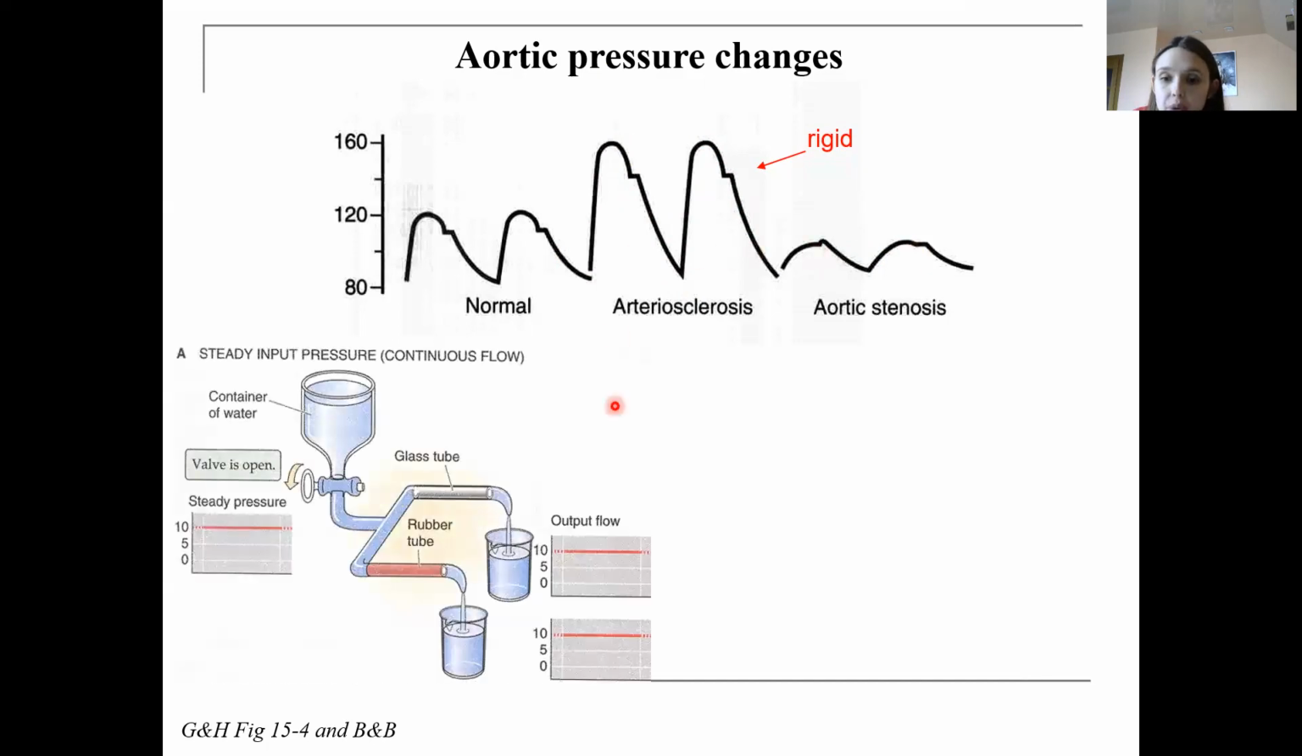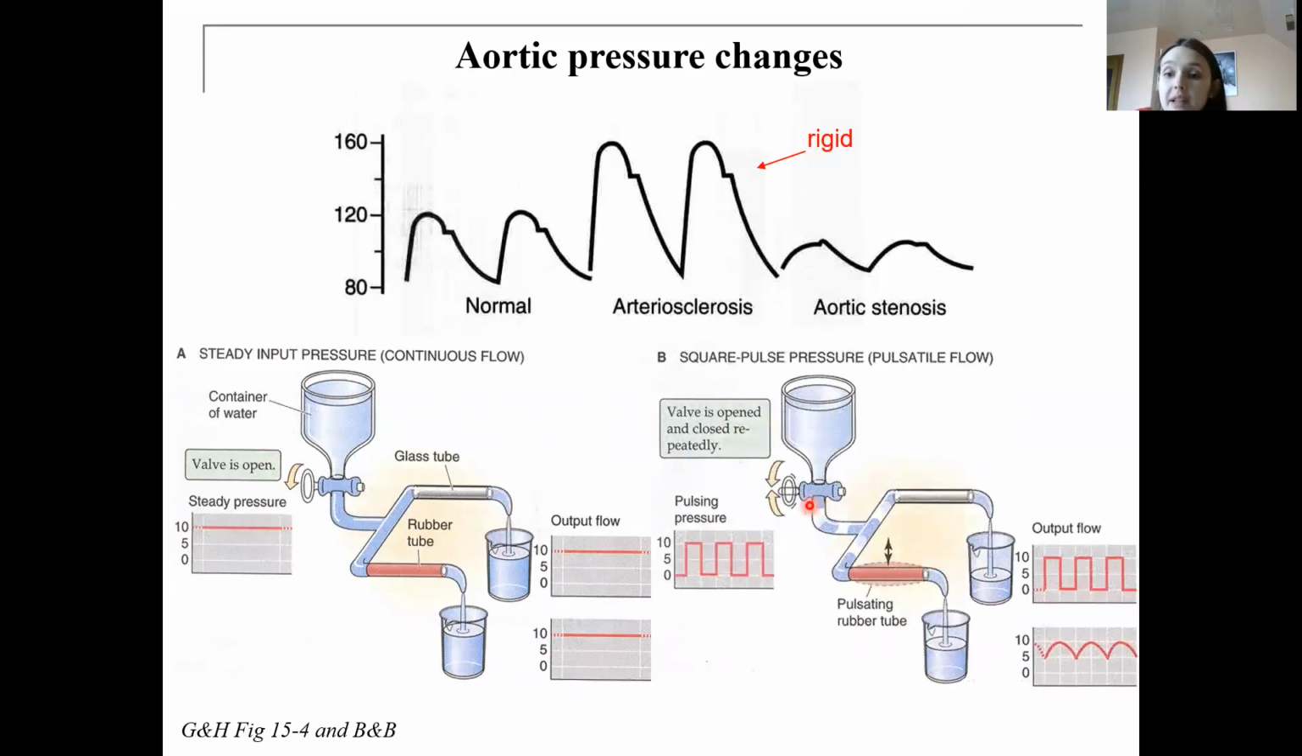So in this picture, we can see a container of water. It's like an example of your heart, which is full of blood. When its valve is open, we can see that the blood will flow through the rubber tube or glass tube normally, with a steady pressure. But if we open the valve and then rapidly close it, you will see that the blood flow in the aorta, which in our case is represented by the tubes, will be different.